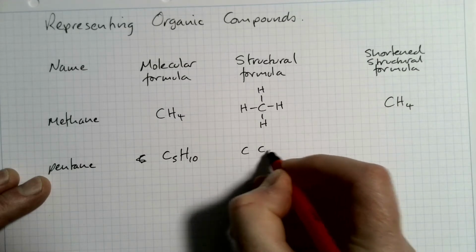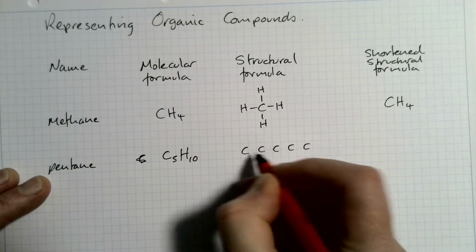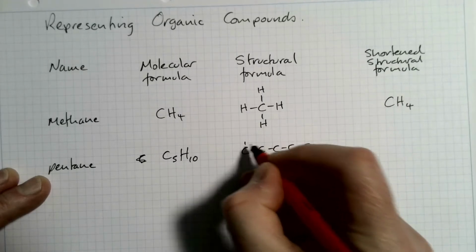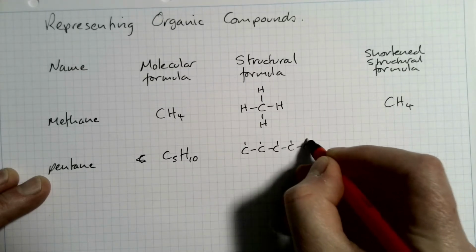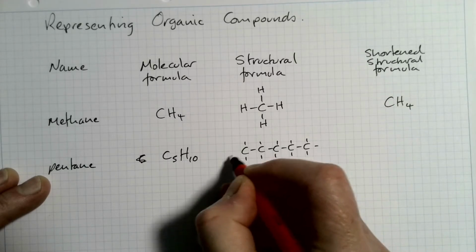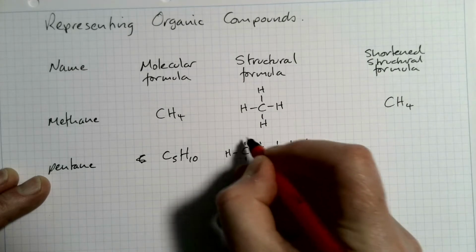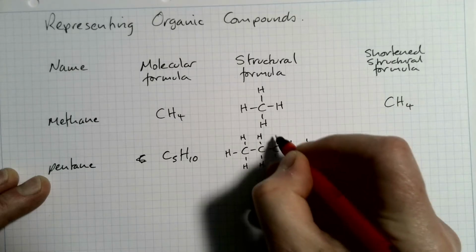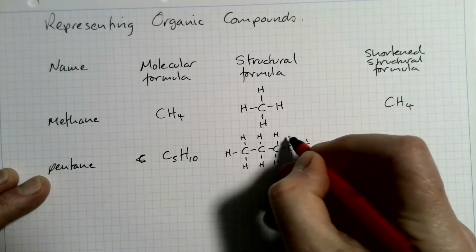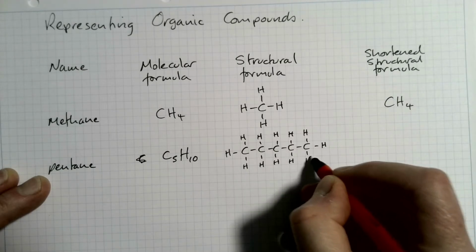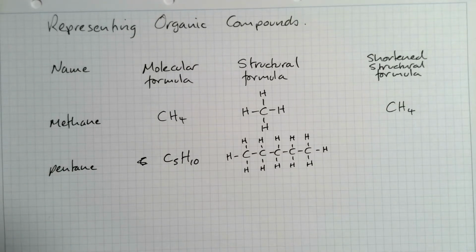So we put out our C's and we join them all up. So there's our 5 carbons, and all the carbons have only single bonds, so they're free to bond all around. Okay, we put all the hydrogens in. Again, it's a 3-dimensional structure, and again, we'll look at that in the future.